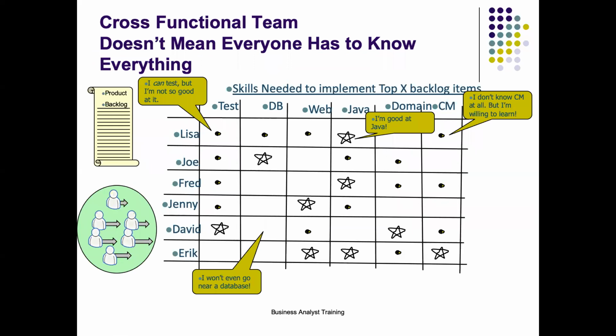Having said that, cross-functional doesn't mean that everyone has to know everything. As in this example, let's say Lisa might be a Java expert, Joe might be a database expert, Fred might again be Java, Jenny might be a web expert, and so on, right? It's a different composition of skill sets required to perform the job for the project. Everyone has a different star quality, and other things they can help with. Okay, so this covers the roles.